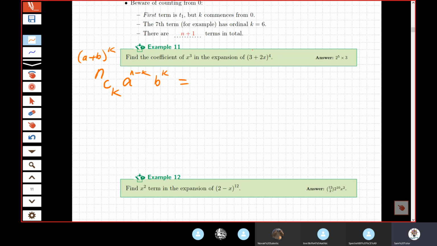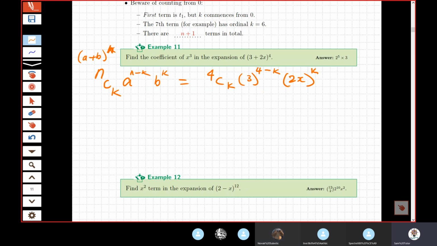So let's see. Equals, for this case, 4 choose k, and then bracket 3 plus 2x to the power of 4 minus k, and then 2x to the power of k. Wrong. N is 4. N is 4. Sorry, that's because I wrote that k. N is 4. Got it? Okay.